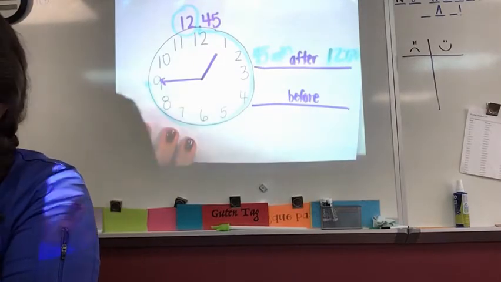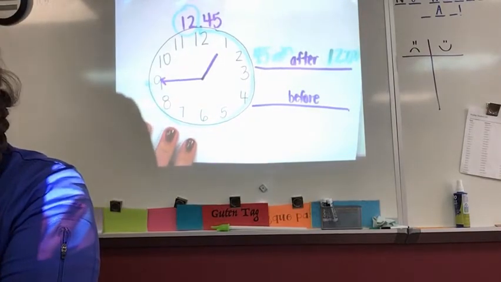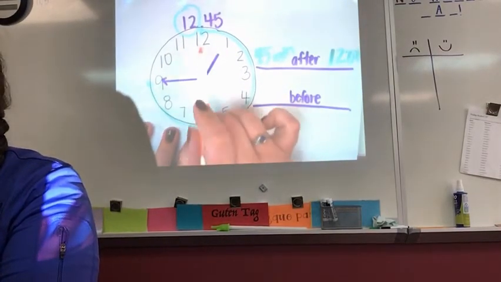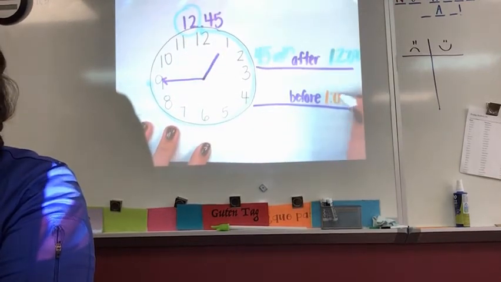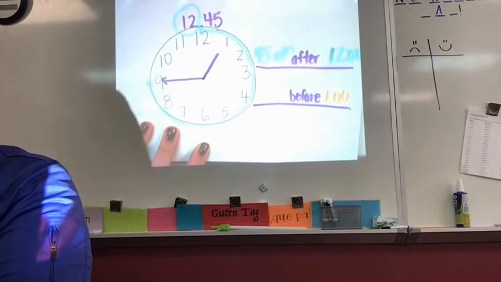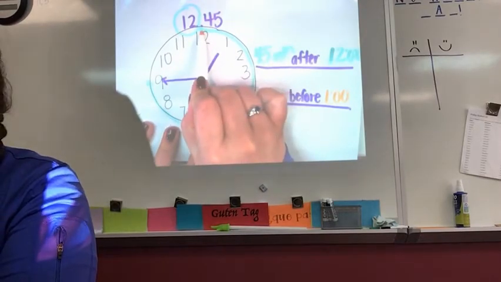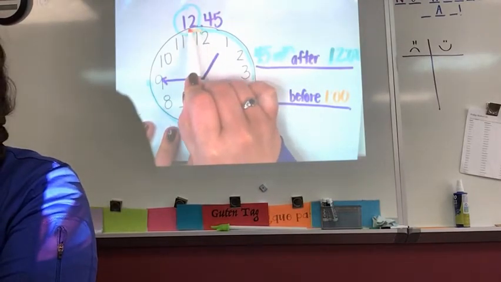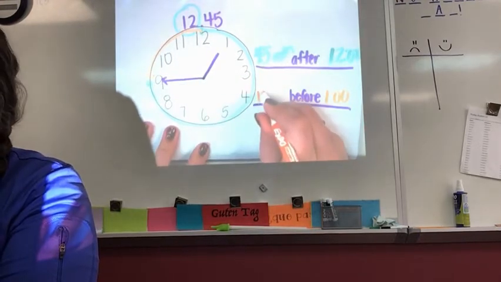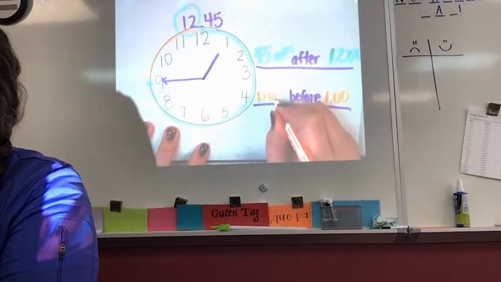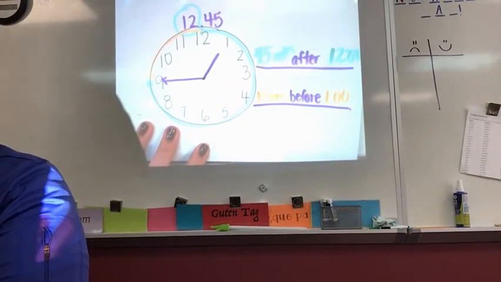And we still have some time to go before the next hour. My next hour after 12 would be 1, so I'll go ahead and write that down so I don't forget. And let's count backwards from when we get to 1 o'clock. How many minutes? 5, 10, 15. That means we are 15 minutes before 1 o'clock.